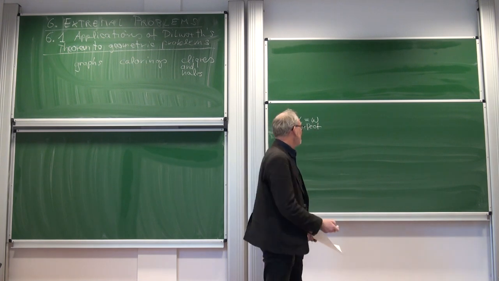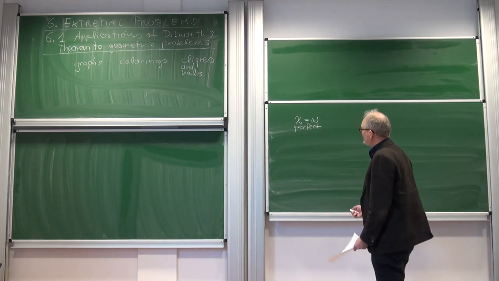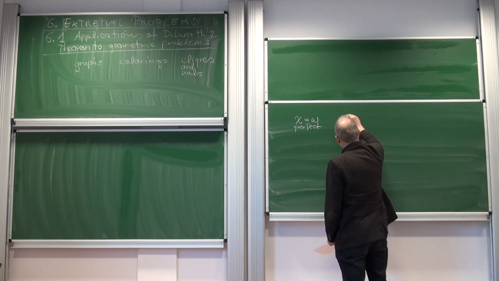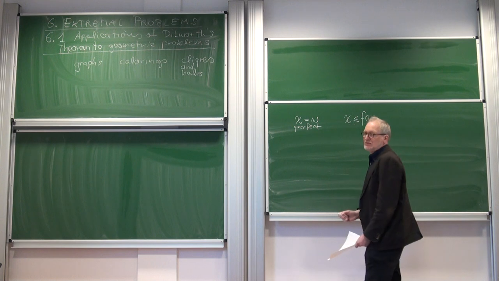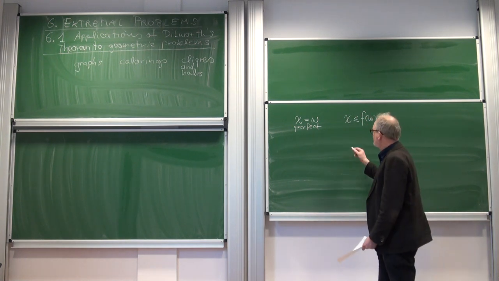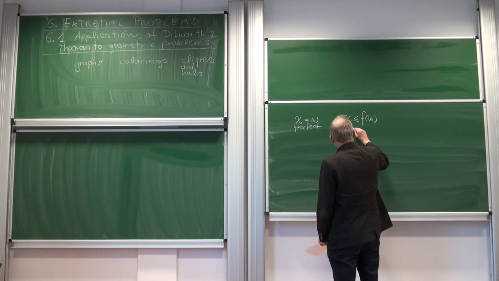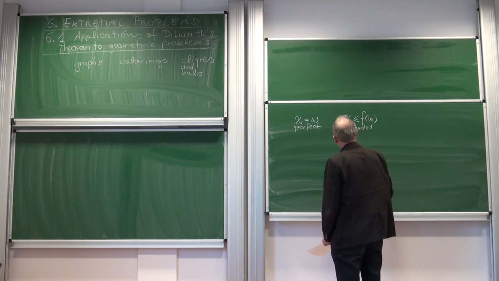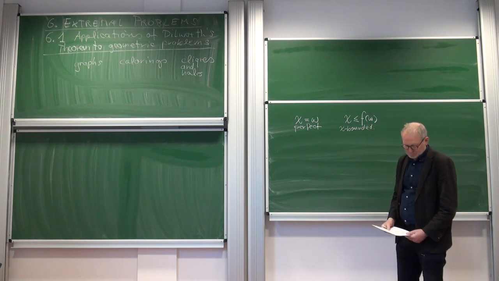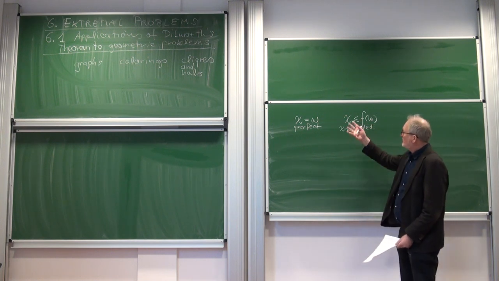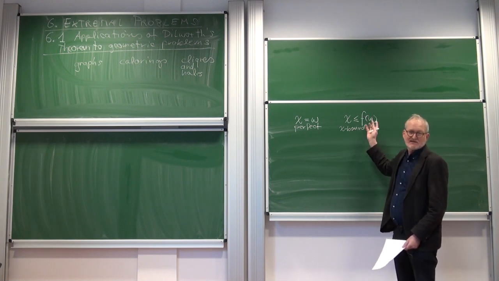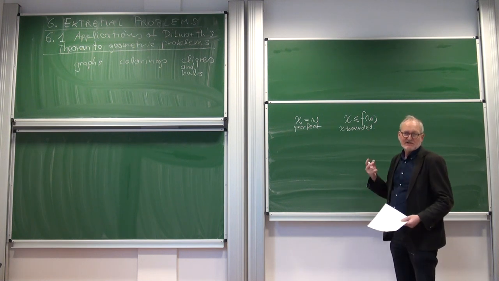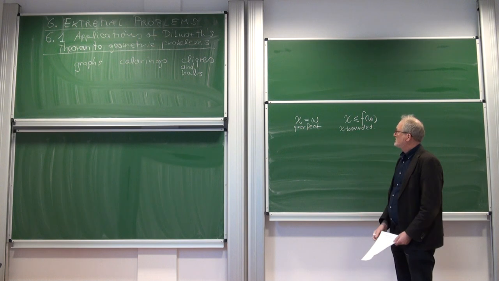And since then the interest has moved to a class which has a weaker property than this one. So in some classes of graphs, we can bound the chromatic number by some function of the clique number. And this is a property that we call chi-boundedness. So again, we are interested in classes of graphs where every member of the class is bounded by a universal function.